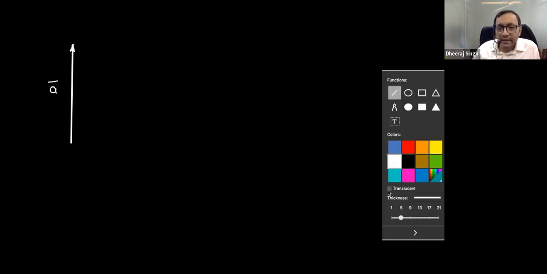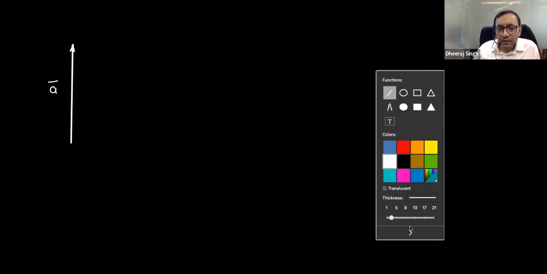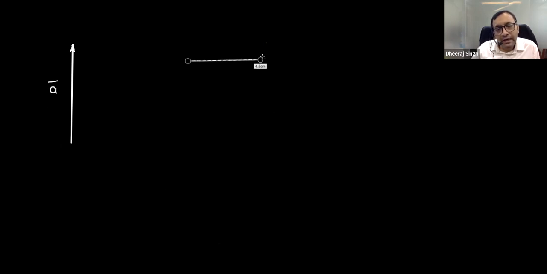Here is a vector, vector A. I want to find out its component in the x direction and in the y direction. Horizontal and vertical direction. So can you tell me what is the length of the component of A, which is already vertical, in the horizontal direction? Try finding it out.